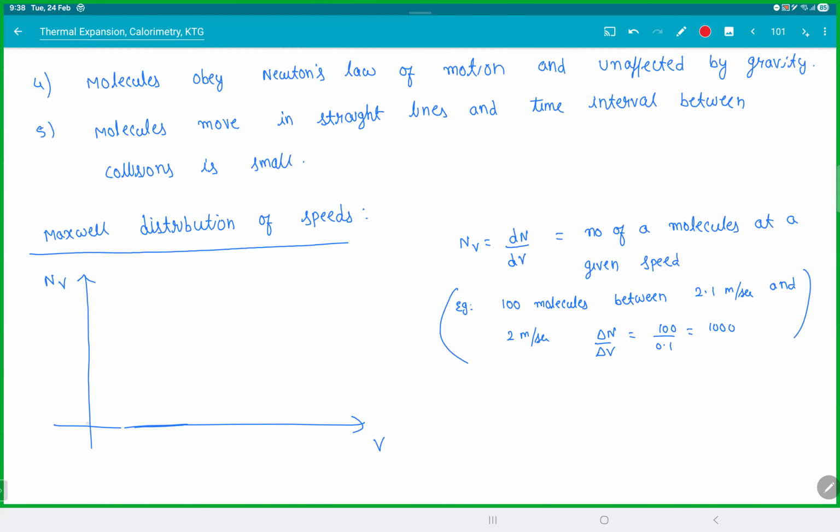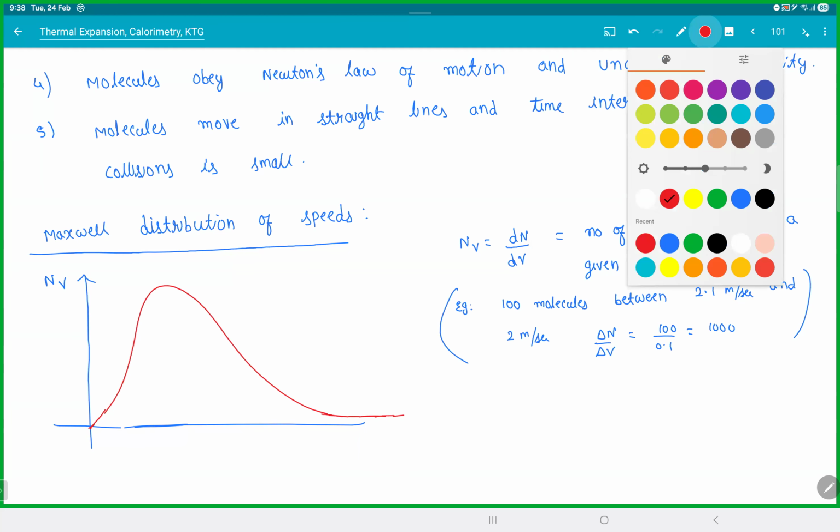So when you plot this graph, think of it like this. How many molecules are there with zero speed? Almost zero. So there will be very few molecules with low speed. You will get a bulge here. This is also called a normal distribution. And then it becomes like this. So you get a bulge, and this you'll notice for all samples.